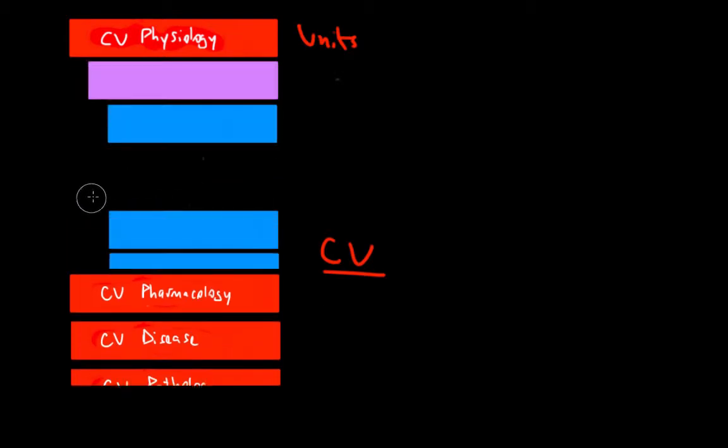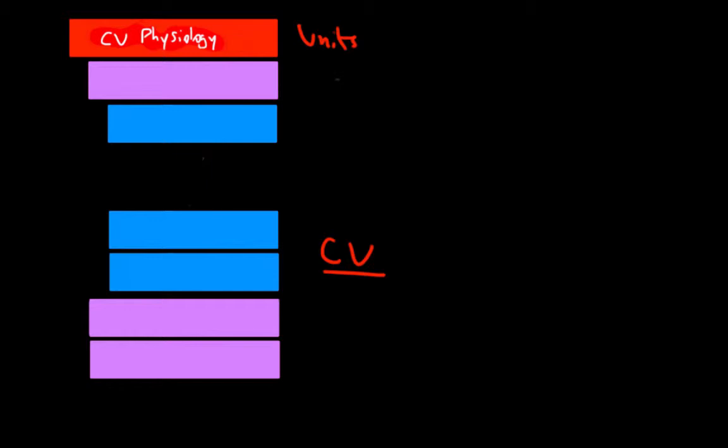Opening up one of these units gives access to an organized substructure. So here we're looking at what the inside of the CV physiology unit might look like. Each unit is broken down into a series of topics, which are here in purple. So I'll just write that. Topics. And the hypothetical first topic of our CV physiology unit might be structure and function.